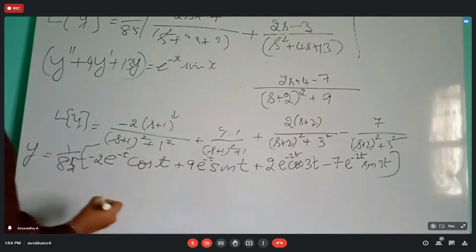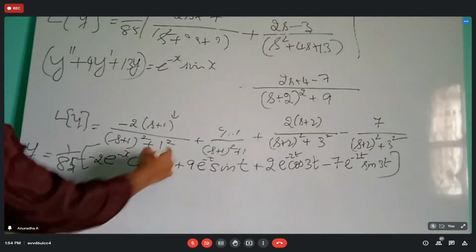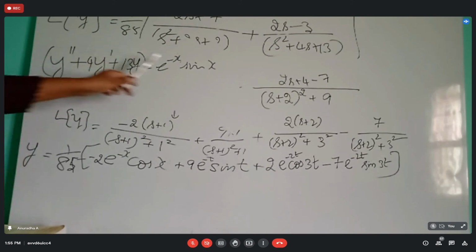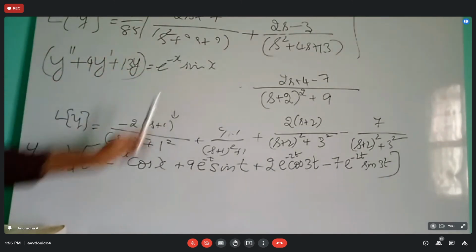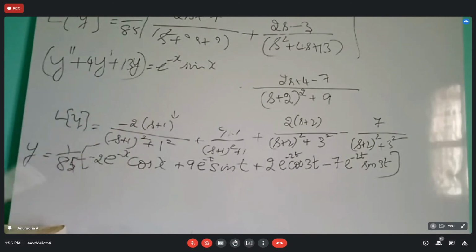If they have given x, what we have to do? In the final answer, everything in x we have to write. Wherever t we wrote, we have to write x. So only those two things you have to understand. Different formats of questions, either y double dash or d square y by dx square or capital D square. And whatever is in the RHS, that only in the final answer we have to write. If it is T, we have to write T. If it is X, we have to write X. With that the unit is over.